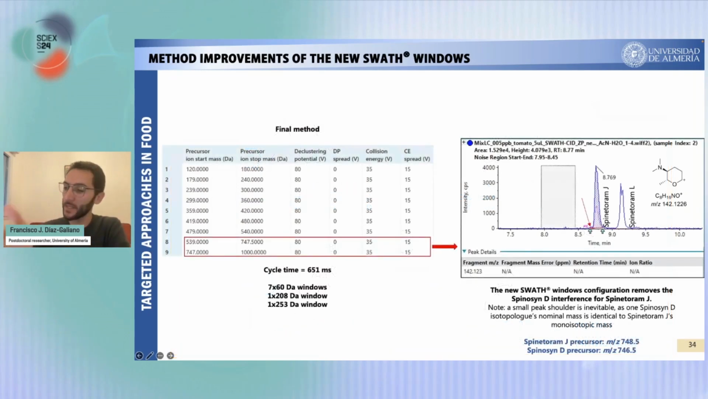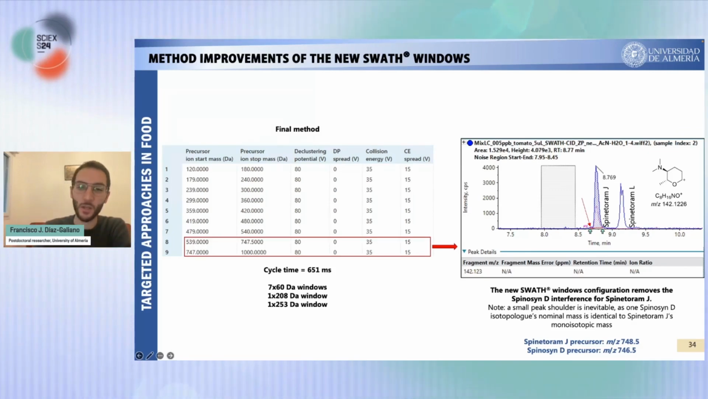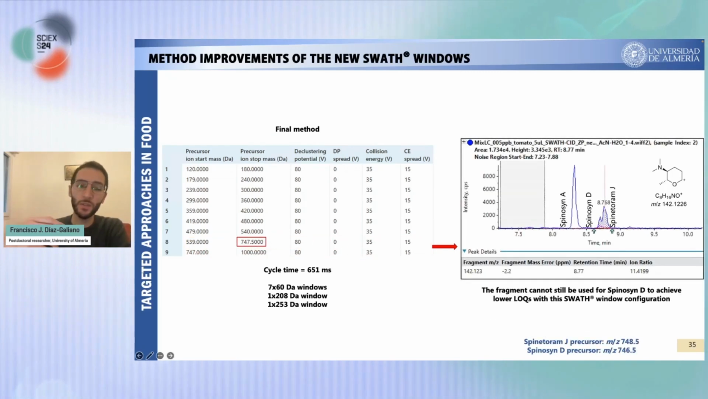So by placing the limit specifically, now the 2 last SWATH windows at 747.5, we can now eliminate the spinosyn D from the equation in the analysis of spinetoram J, although there is a very small signal due to this isotopologue that I was mentioning before. However, due to the necessary overlap between the two consecutive SWATH windows, in this method it was not possible to overcome this interference for spinosyn D, and it still remains a point to improve.